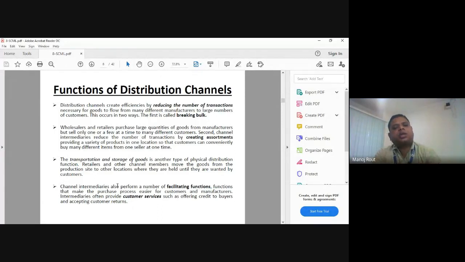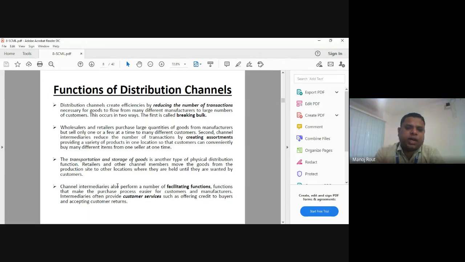The transportation and storage of goods is another type of physical distribution. For example, in the case of the Food Corporation of India. As you know, in the case of most of the larger producer states like Punjab, they surpass the production target of crops. So due to overproduction, they directly send it to the FCI.